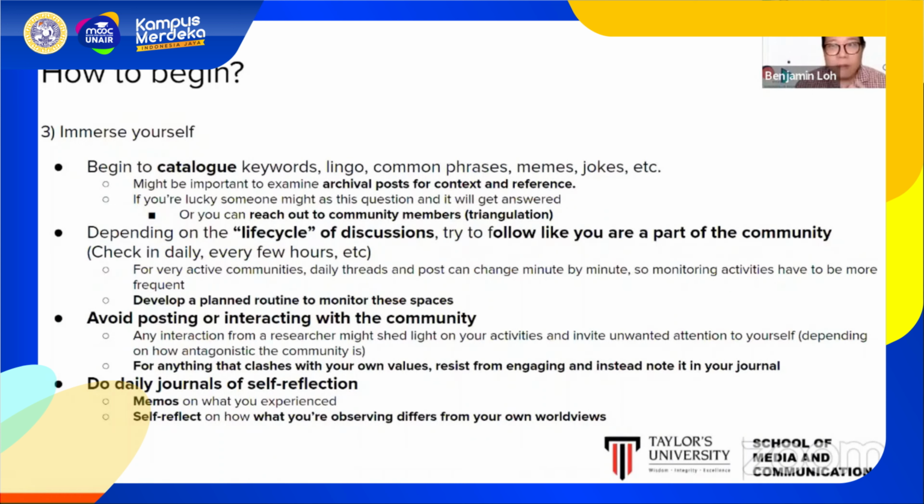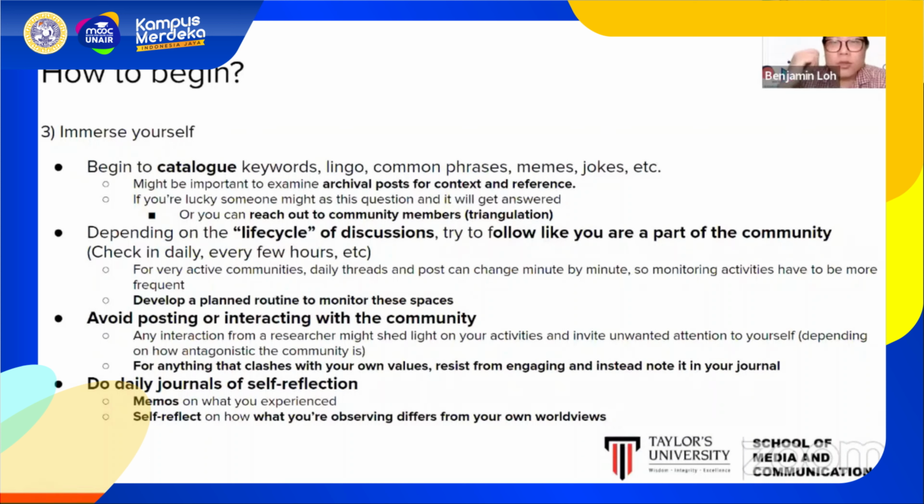It's also very, very important, especially if you're not familiar with these spaces, to examine the archive posts for context and reference. For instance, that Makau Hijau thing that I mentioned from the earlier slide, you probably have to dig very far into earlier posts to figure out what that means exactly. If you're lucky, sometimes you can see somebody ask the same question and refer to that for the answer. But if you cannot, then you might have to reach out to a member of the community and ask them questions to get an understanding of how all these things operate. So this is, again, how digital ethnography can be triangulated with other forms of qualitative research.